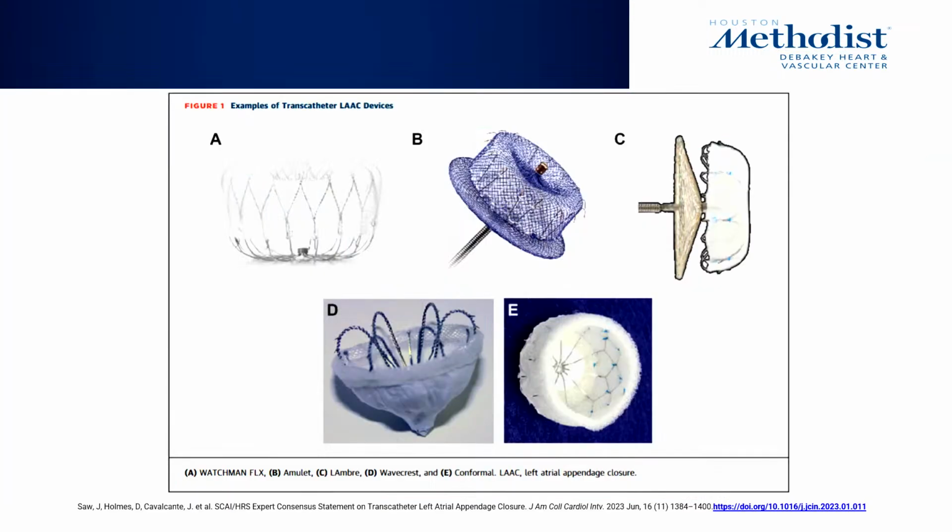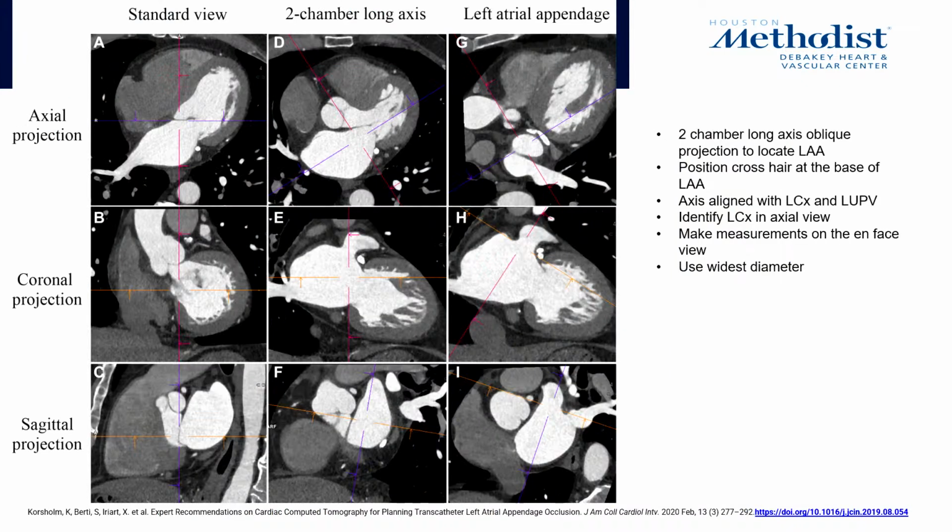And so there's various devices available in the market, as Dr. Faza mentioned. I'm going to focus on the Watchman device to keep it focused for the purposes of time. When we get our acquisition, we want to first identify the left atrial appendage. We're looking at the axial image and using our crosshairs in the coronal and sagittal planes to locate the left atrial appendage. And there we want to locate the left circumflex artery.